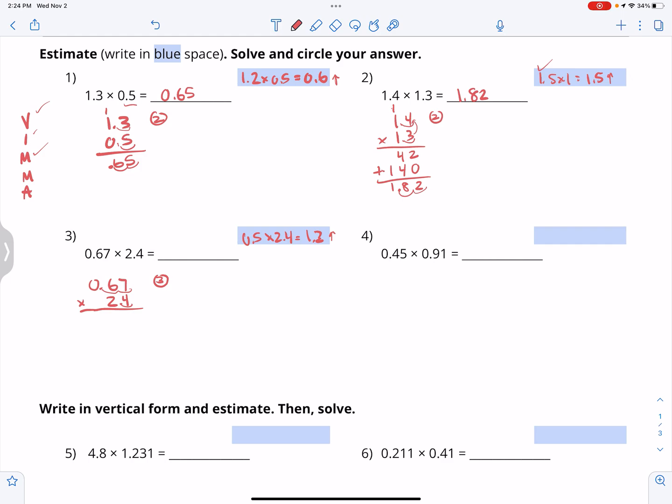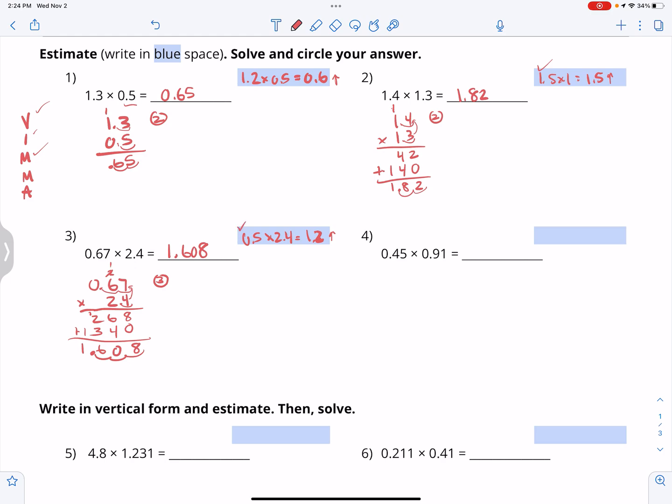So let's multiply. 4 times 7 is 28. 4 times 6 is 24, plus 2 is 26. And then 0. 2 times 7 is 14. 2 times 6 is 12, plus 1 is 13. Add them up. 8, 10, 6, 1. And I need to move it 3 places. 1, 2, 3. My answer is 1 608 thousandths. And this I said was, that's a 2 there. It's poorly written. So this does seem about reasonable.